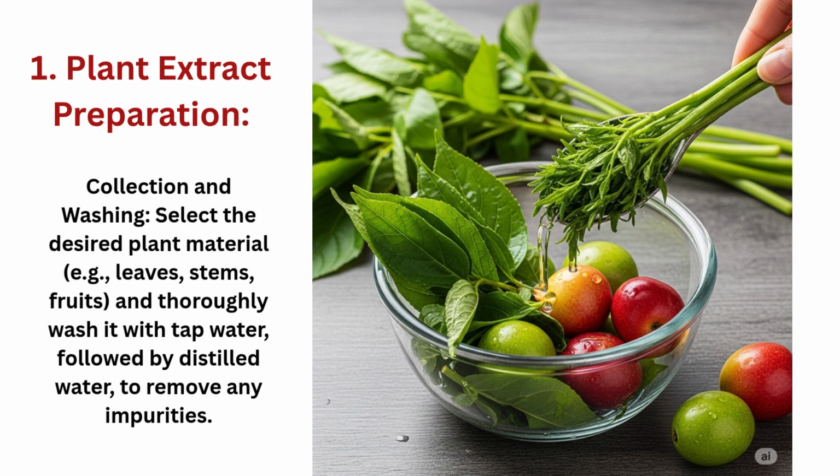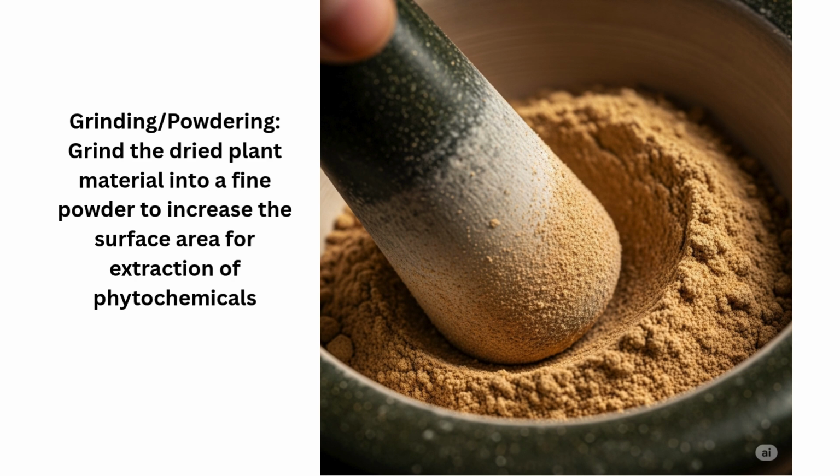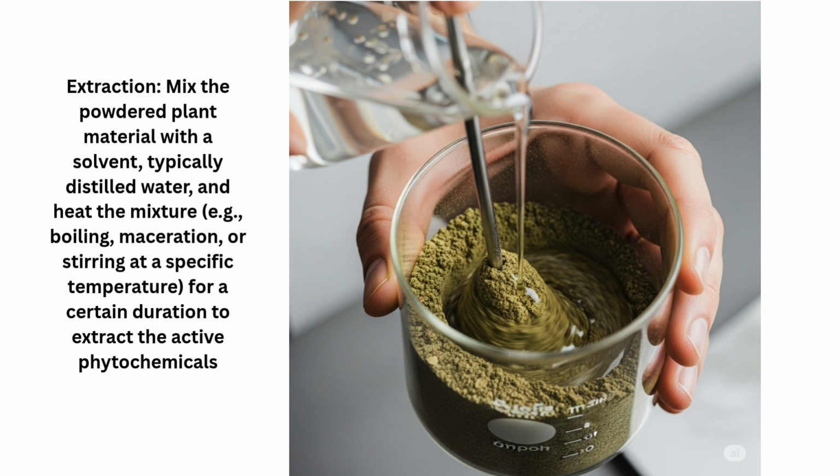1. Plant extract preparation. Collection and washing: select the desired plant material, e.g., leaves, stems, fruits, and thoroughly wash it with tap water, followed by distilled water, to remove any impurities. Drying: air dry the plant material to remove moisture. Grinding, powdering: grind the dried plant material into a fine powder to increase the surface area for extraction of phytochemicals.